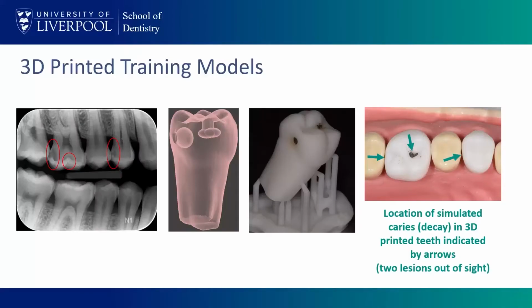Now, to try and bring the simulated patient case to life, we utilised our in-house 3D printing facilities. As we can see in the image on the left, we have an X-ray or radiograph of a patient with multiple cavities in their teeth highlighted by the red circles. These were replicated in terms of size and shape in the 3D rendering on the next image. After printing and processing, the voids within the tooth were packed with a soft material to replicate the soft decay found in cavities such as these. And in the image on the far right, we can see 2 3D printed teeth in situ.